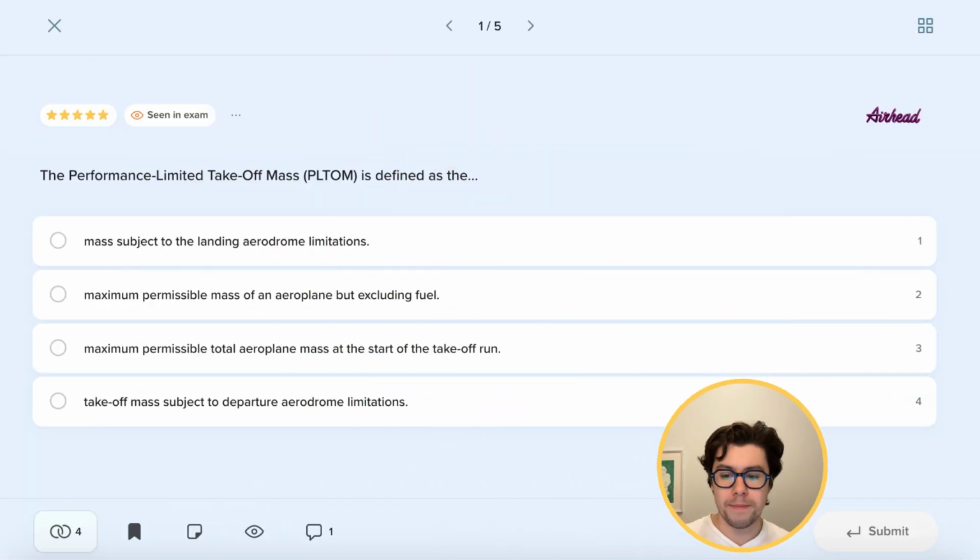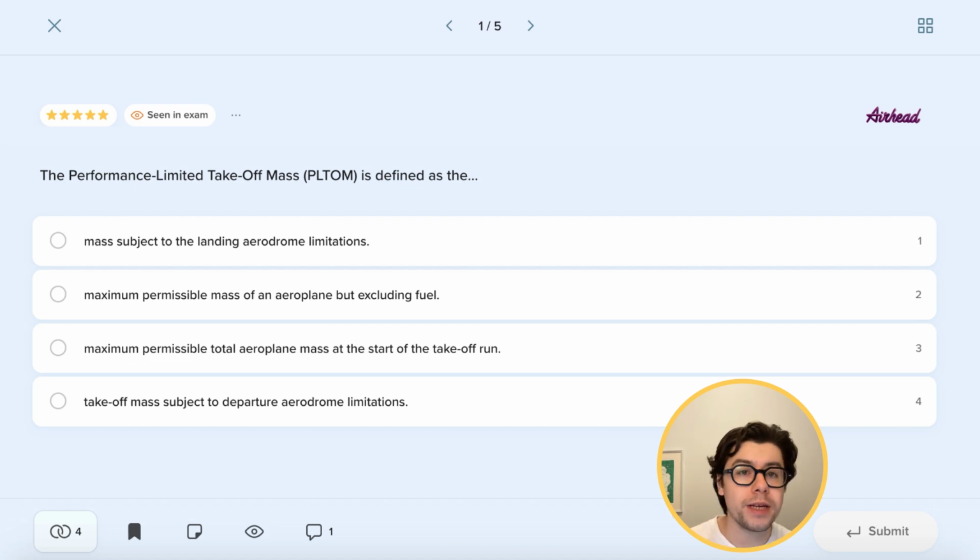So for question number 1, the performance limited takeoff mass is defined as the... So remember that we will have 2 key masses. So of course our maximum takeoff mass and our performance limited takeoff mass, and the lower of the two will give us our regulated takeoff mass.